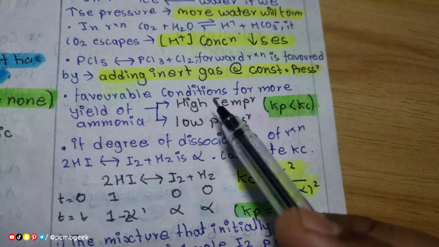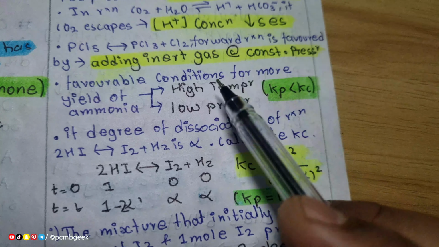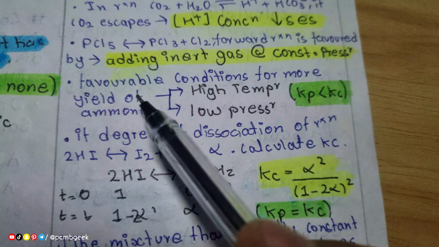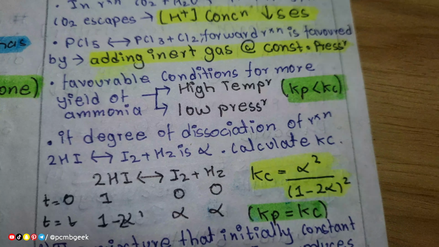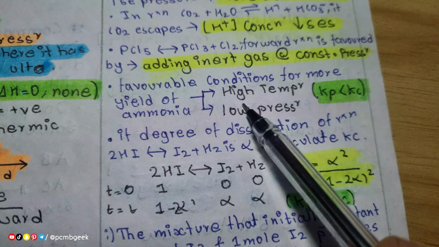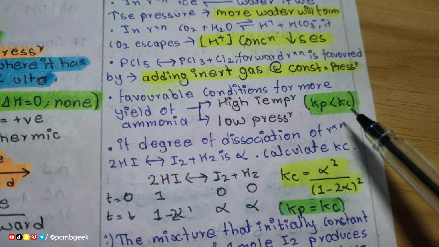This is the most important question from this chapter that will be asked in your entrance examination or competitive examination or theory questions. Now, the most favorable condition for more yield of ammonia, that is from Haber's process, is high pressure and low temperature. That is the most important thing you need to remember from this chapter. For Haber's process, Kp is less than Kc.